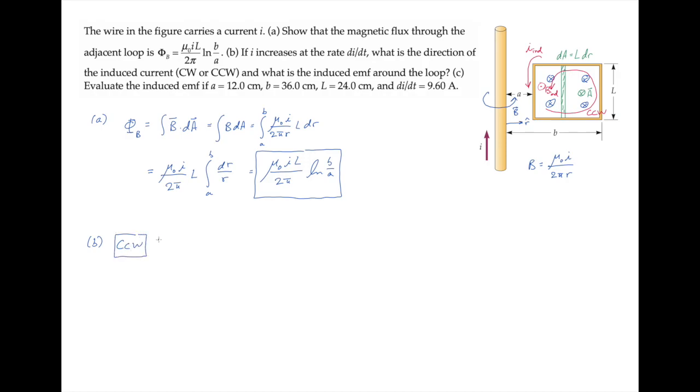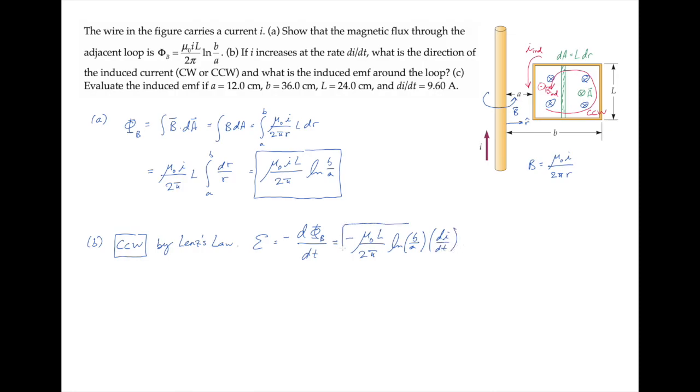The second thing we're asked to find in Part B is the induced EMF around the loop. We find that using Faraday's law. The induced EMF is minus the time derivative of the magnetic flux. The only quantity in the magnetic flux expression above that varies with time is the current I. So when we take that time derivative, we have all the constants times dI/dt.